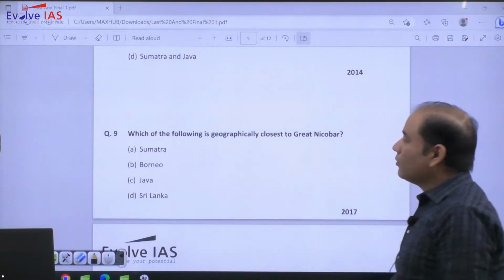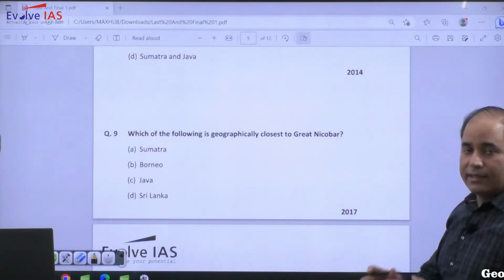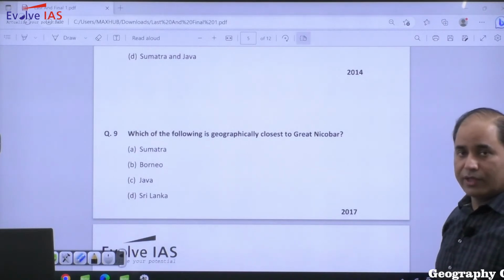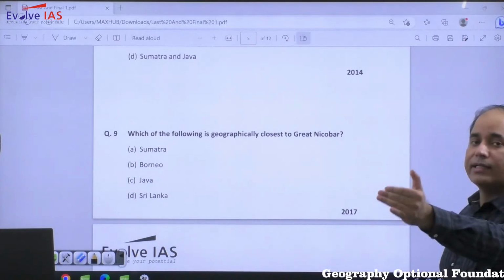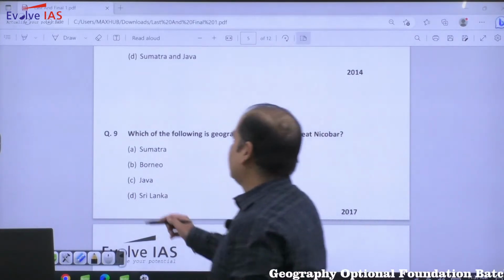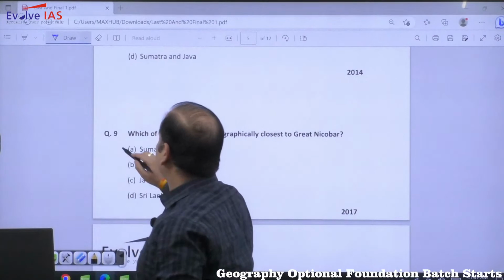So Great Nicobar is the southernmost point, and it is divided from Indonesia by the Great Channel. And within Indonesia, which island is the nearest? That is Sumatra. So the answer of this question is Sumatra.